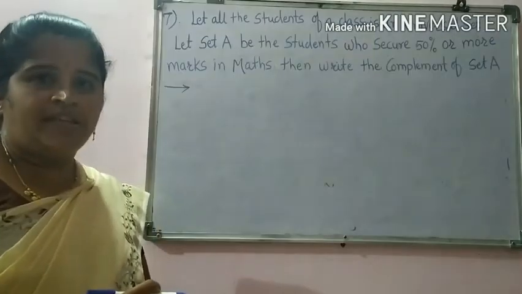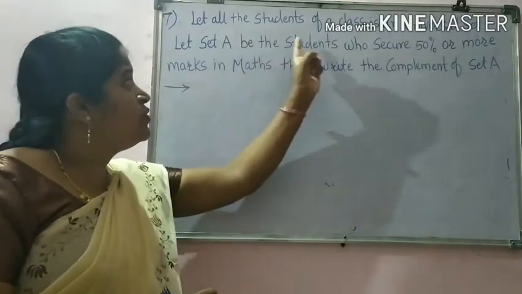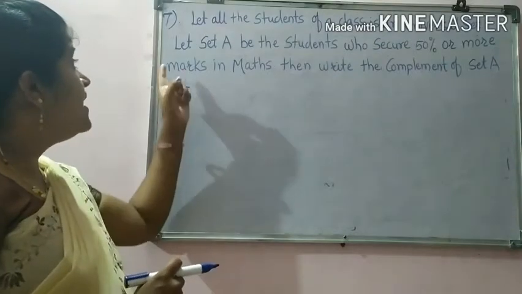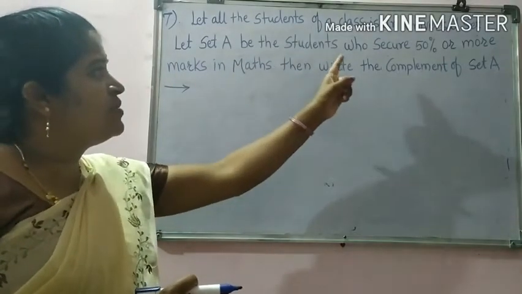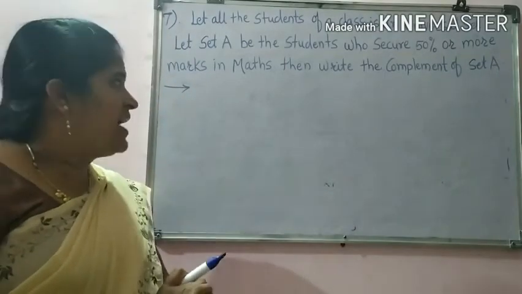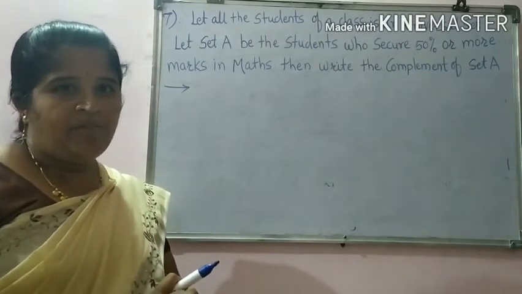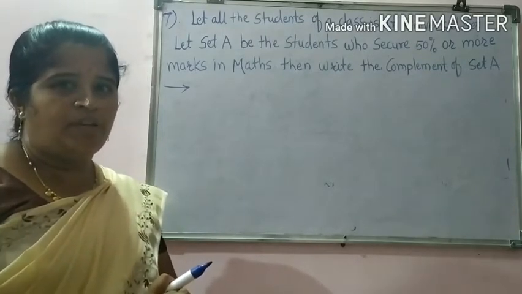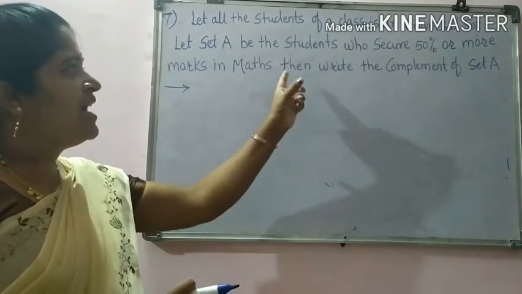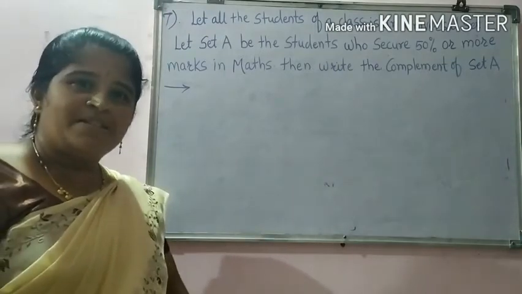Now our seventh example from practice set is, let all the students of class is an universal set. Let set A be the students who secure 50% or more marks in maths. Then write the complement of set A. Now what will be the complement of set A? The complement of set A will be the set of students who will secure less than 50% marks.